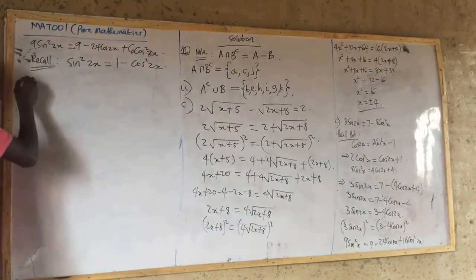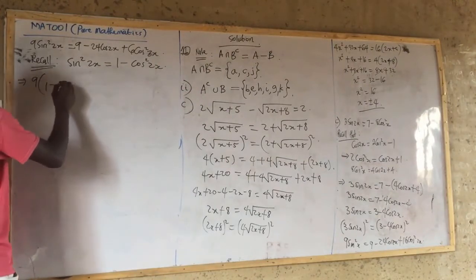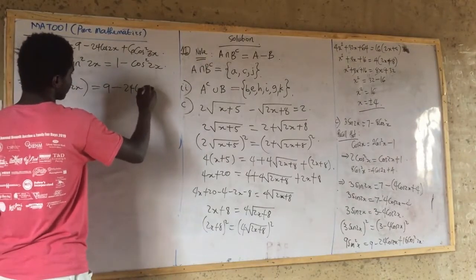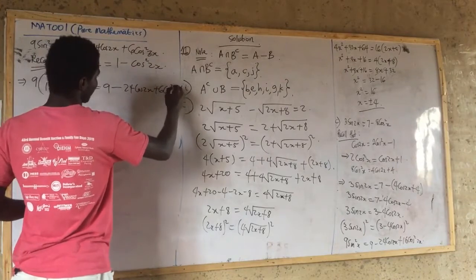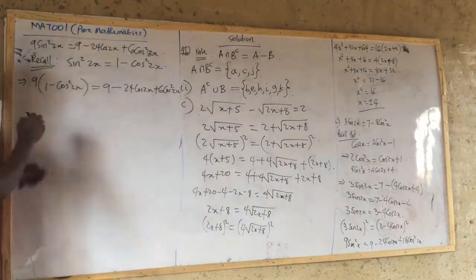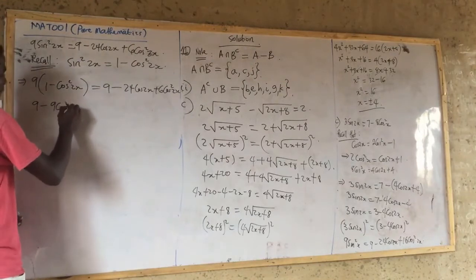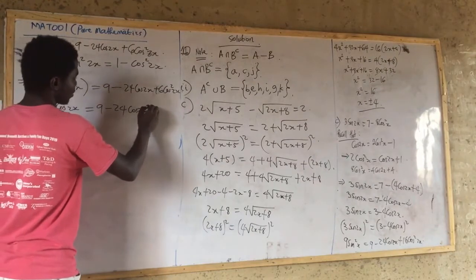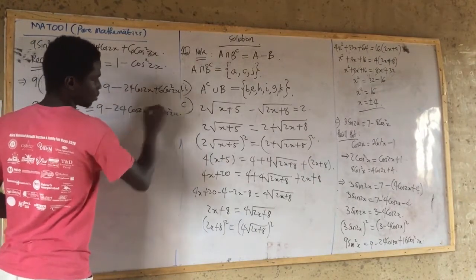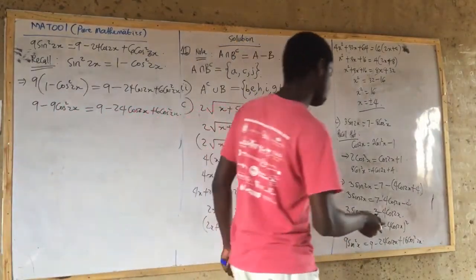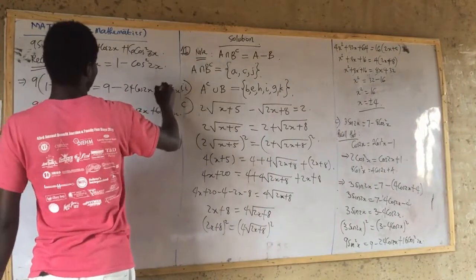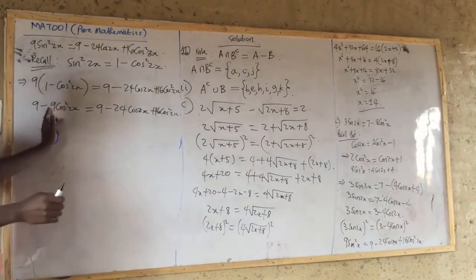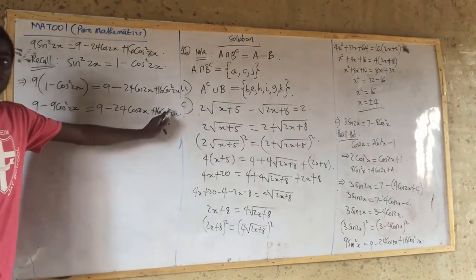So put it there. I have 9 times (1 minus cos square 2x) is equal to 9 minus 24 cos 2x plus 16 cos square 2x. Open the bracket, you have 9 minus 9 cos square 2x equal 9 minus 24 cos 2x plus 16 cos square 2x. Now, if you collect like terms and bring this one here, I have 16 cos square 2x here.